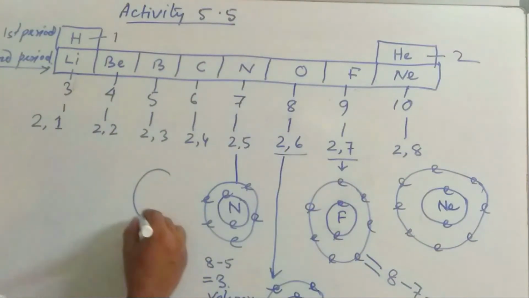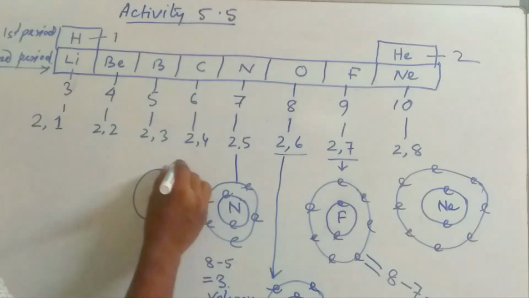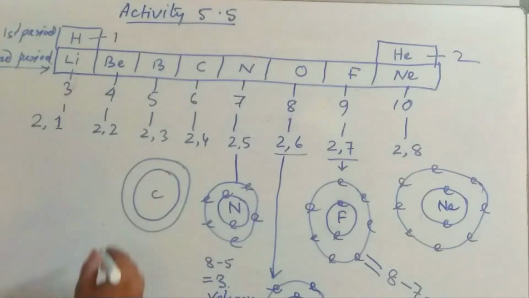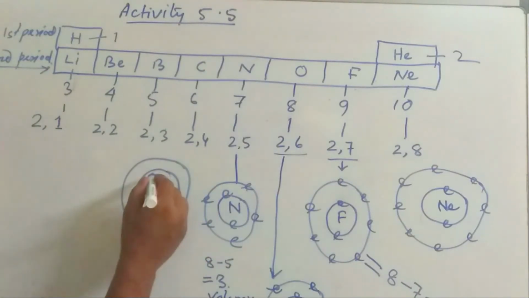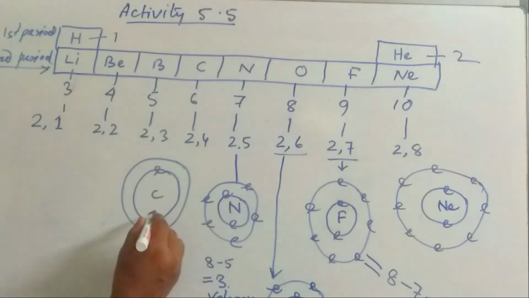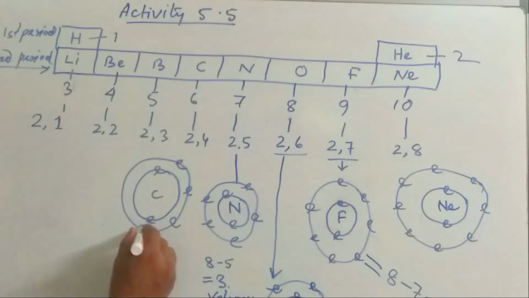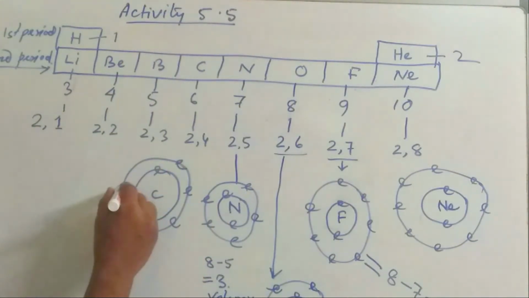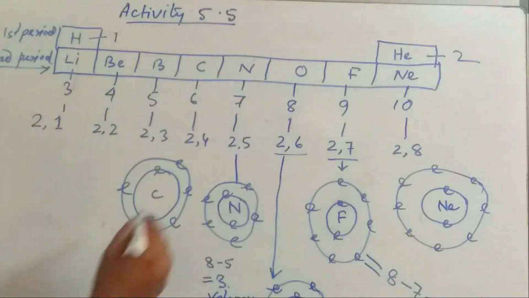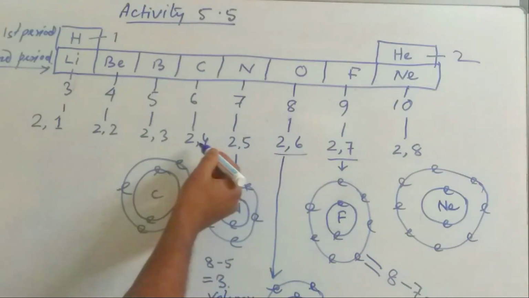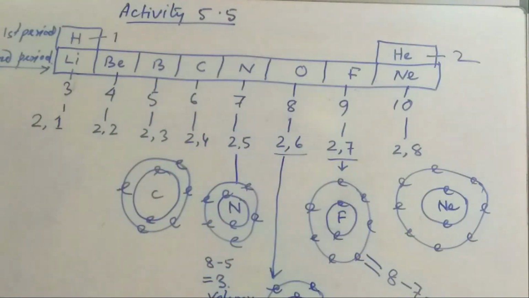So carbon. This is carbon. 2 shells. The first shell contains 2 electrons. The last shell has 4 electrons: 1, 2, 3, 4. So its valency is 4. 8 minus 4 is equal to 4. So the valency of carbon is 4.